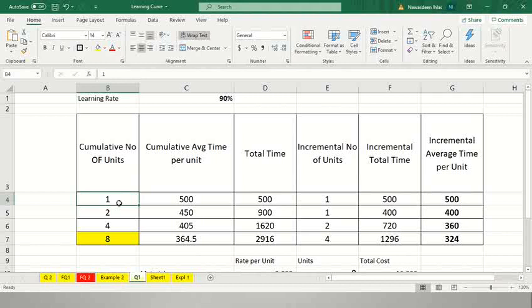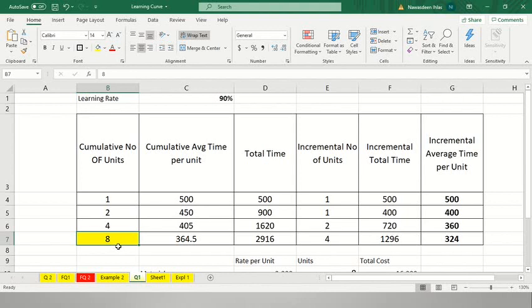Here the 8 we can take this way: output is doubling. When the output doubles, you can see 1, 2, 4, 8, so 8. They ask for the total cost of output 8. So this tabular approach we can apply.